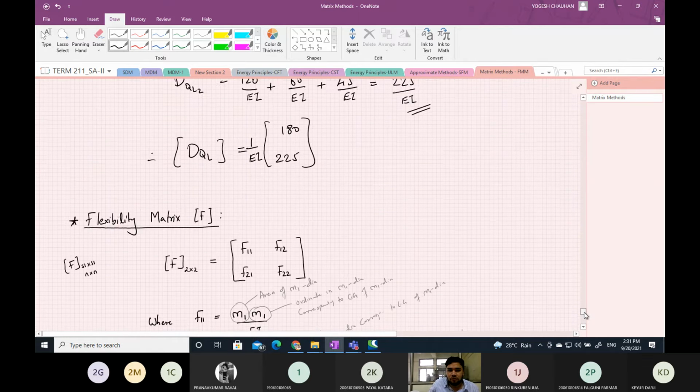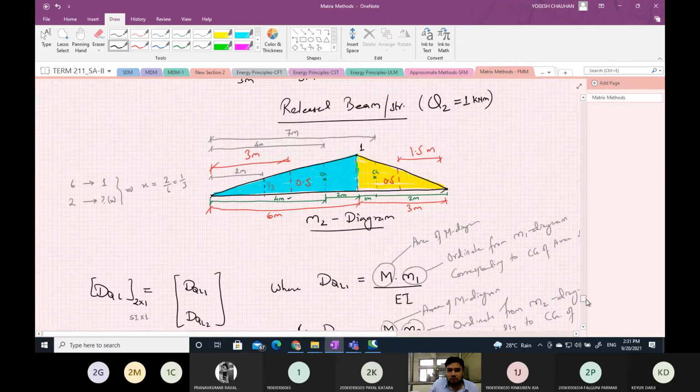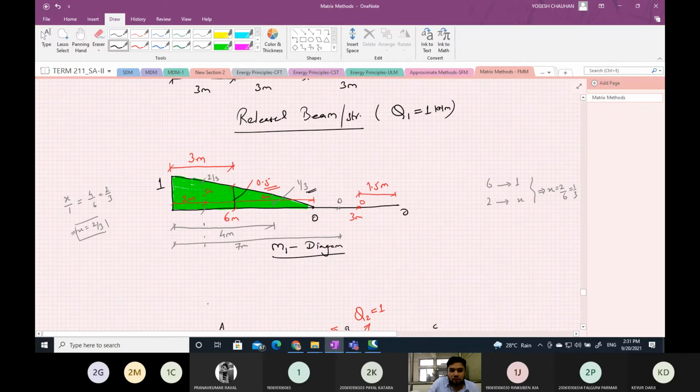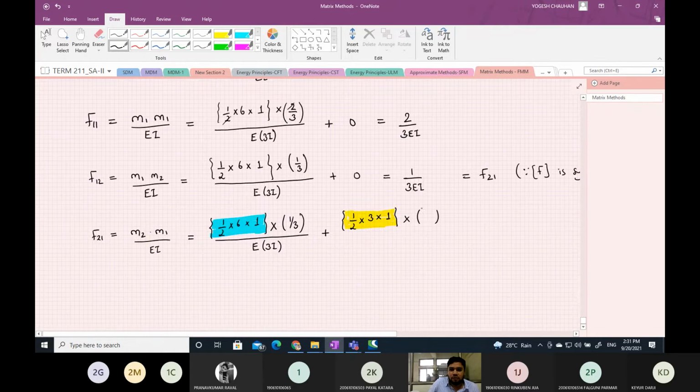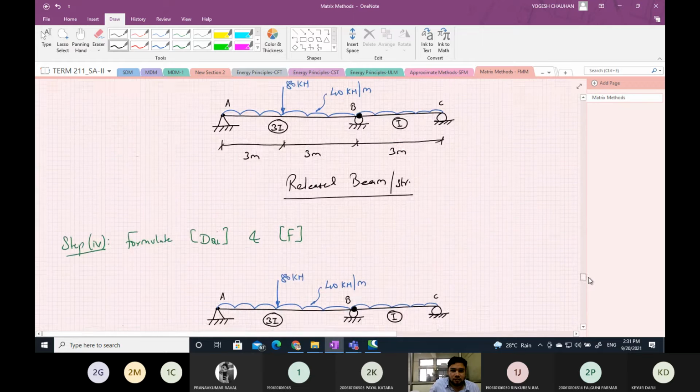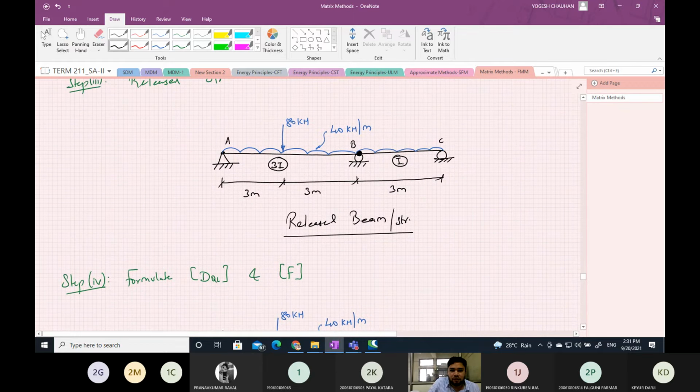So the CG is located at 7 meter from the left. Okay, this is 6 meter and it is located at 1 meter from this point. So it is 7 meter from the left. So at 7 meter, what is the ordinate in M1 diagram? It is 0, because there is no bending moment in that segment in M1 diagram. So multiply it with 0, divided by the flexural rigidity of this segment, which is EI only because I is I.